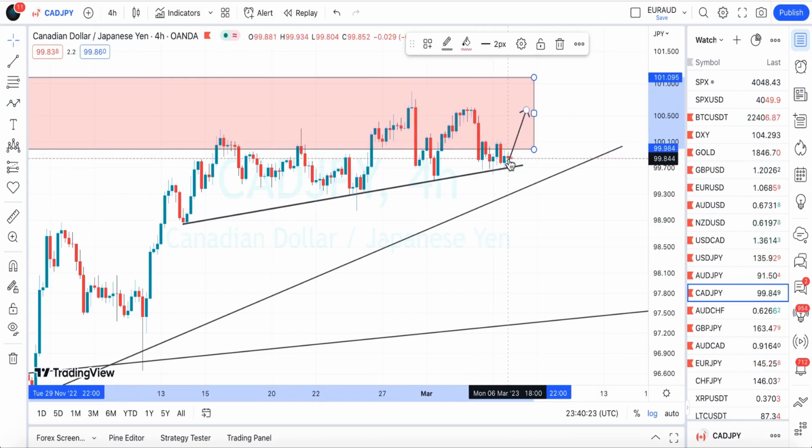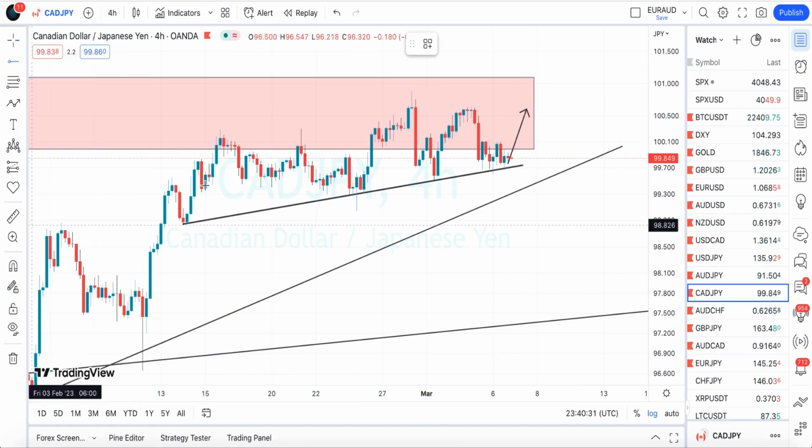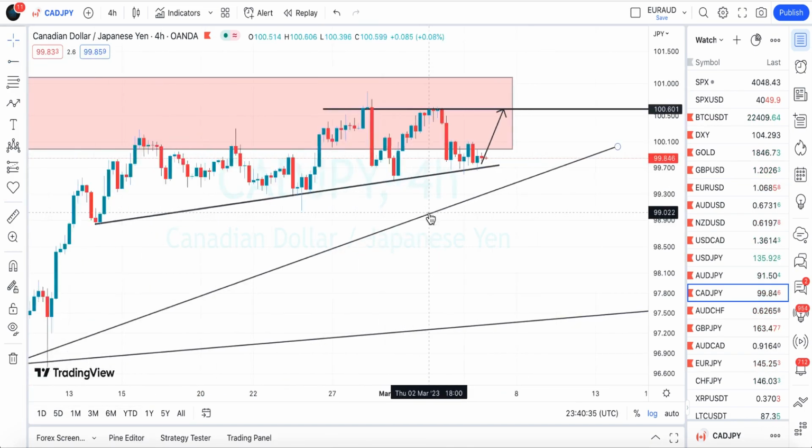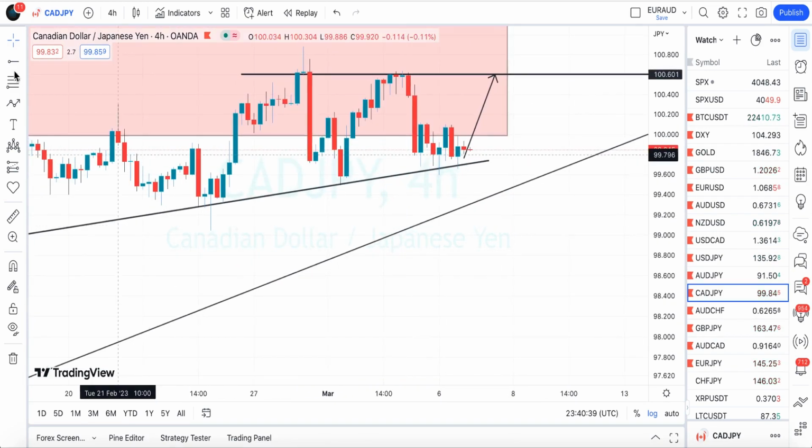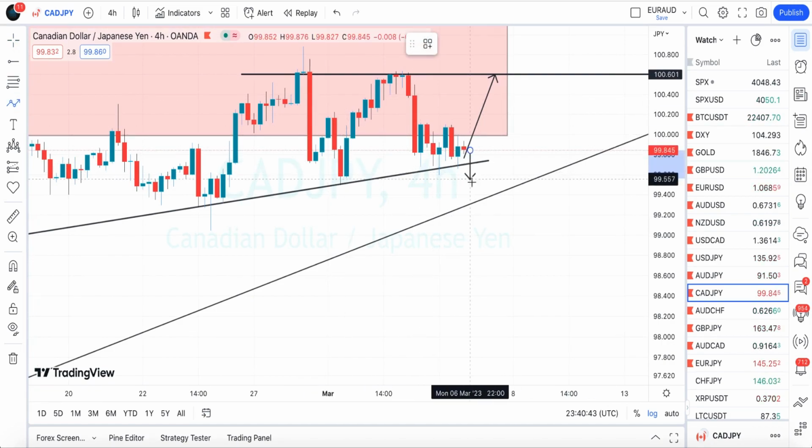So if you eventually see a bounce at that particular area, don't go too far, take your profit at this particular area and see how the market will react. But if you see a breakout to the downside, it means that the trade has already been invalidated. So that's all about that.